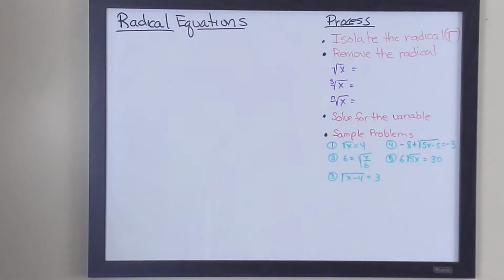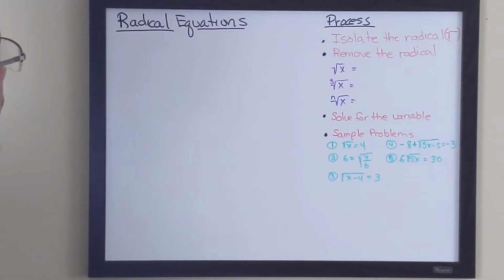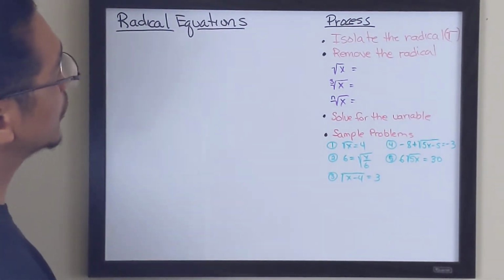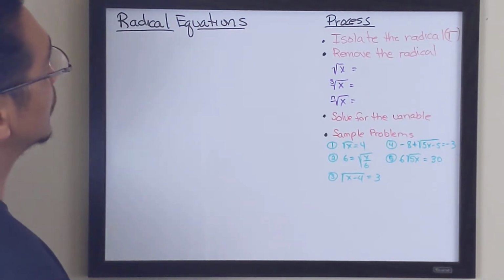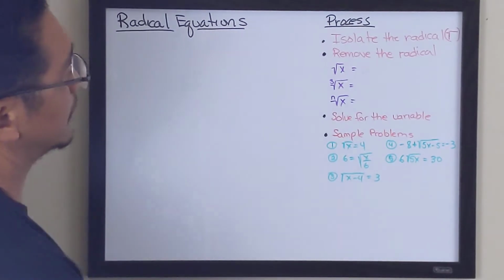Class. In today's video, we're going to talk about radical equations. And simply put, radical equations are simple equations with radicals in them. To go about solving a radical equation, we're going to look at this process that I've listed on this side. The first thing you want to check for when you're solving a radical equation is to make sure that you isolate the radical.